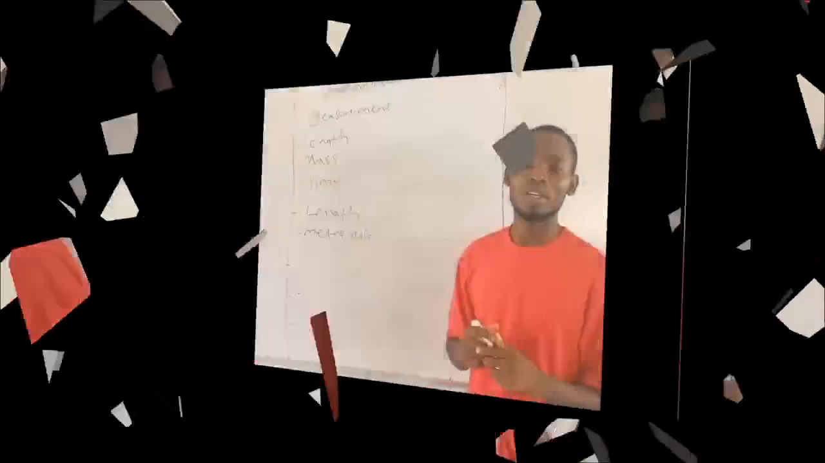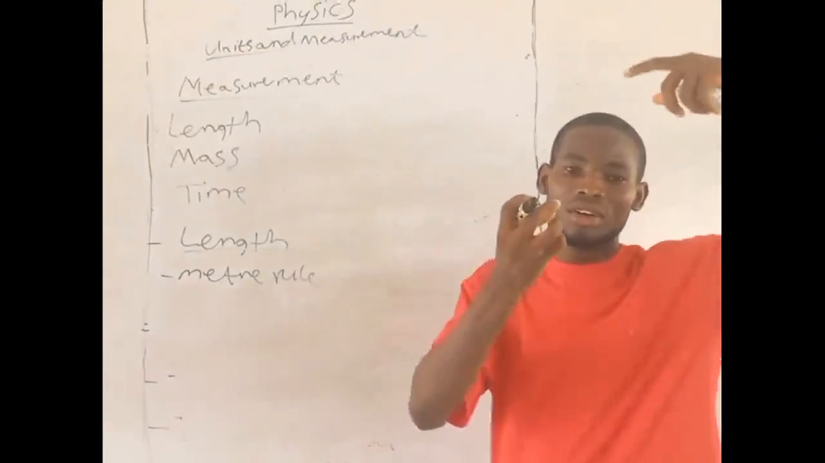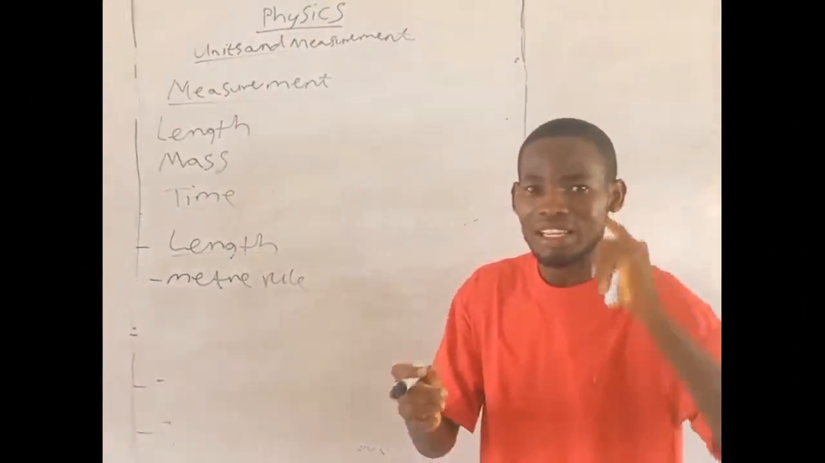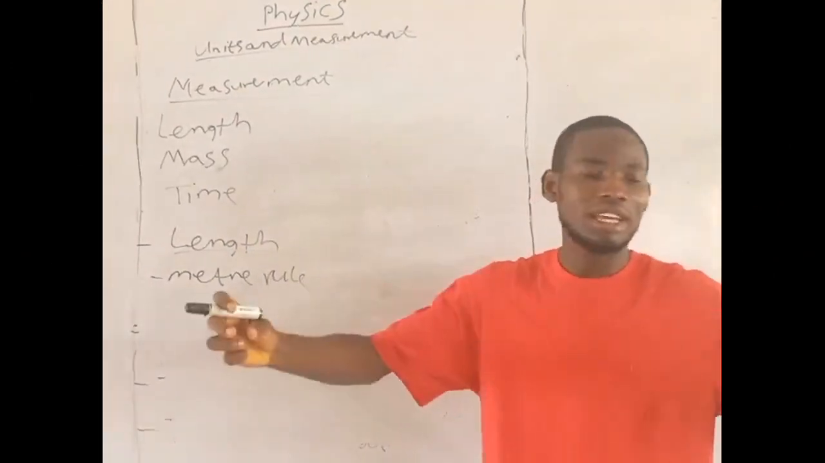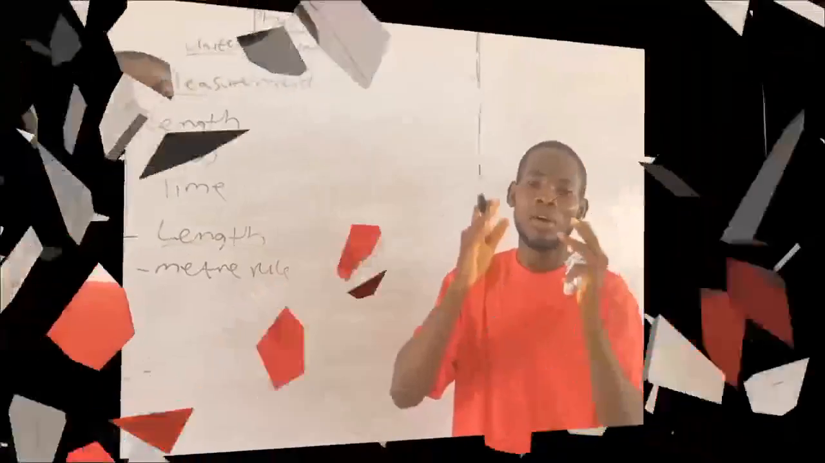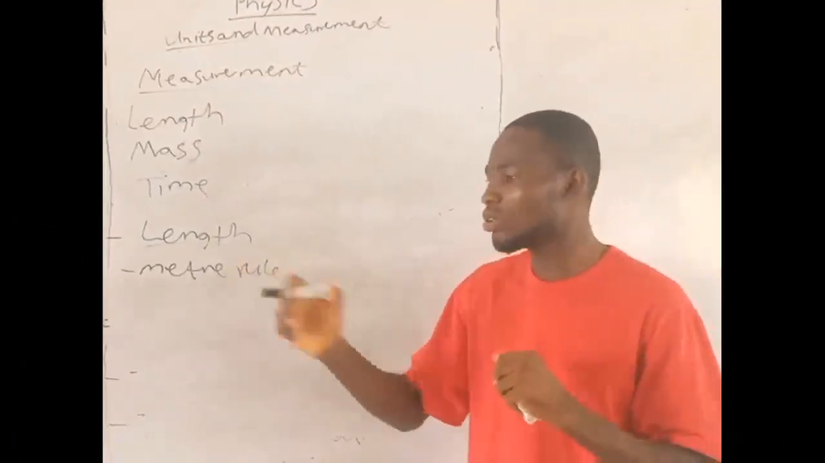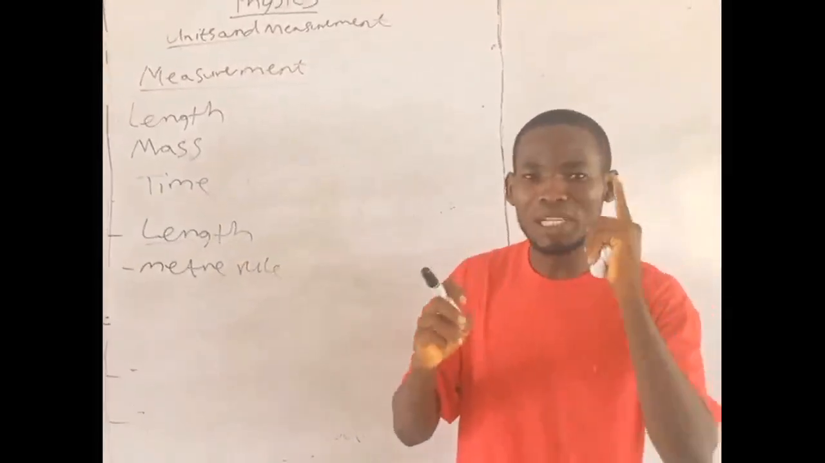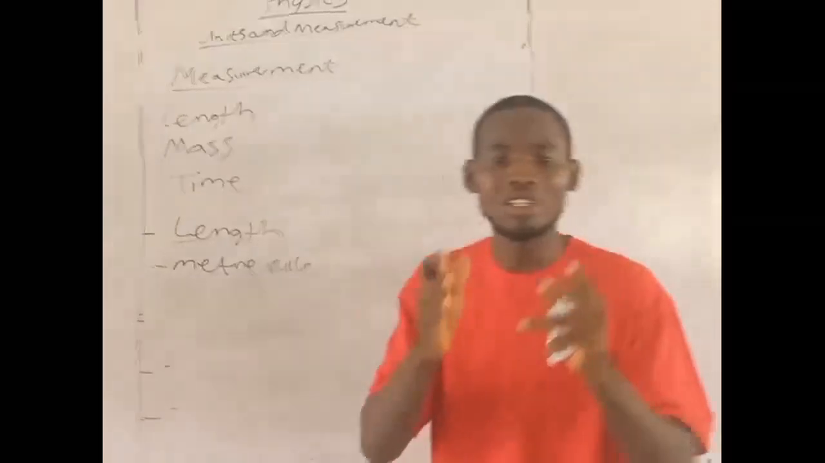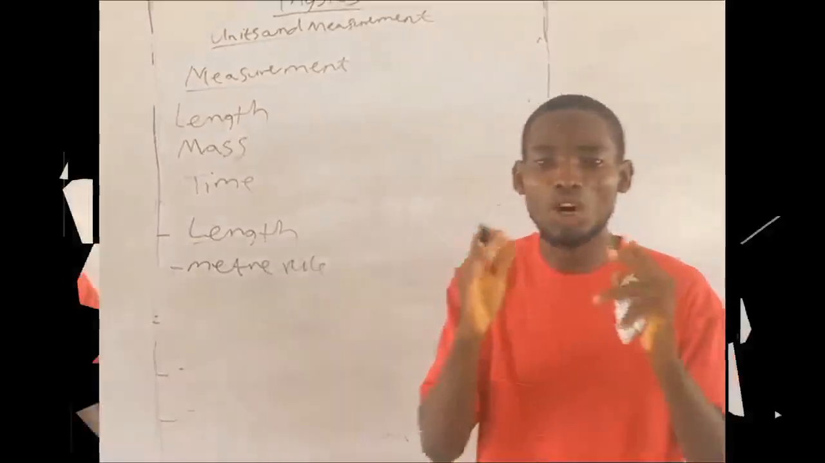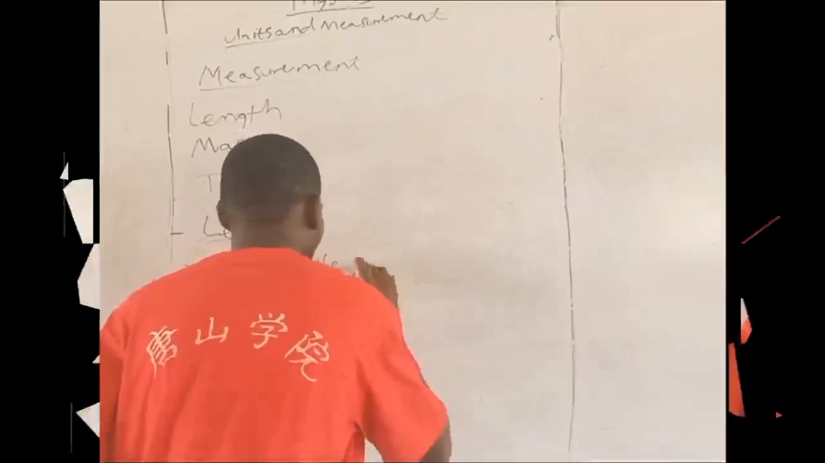The meter rule now is 100 centimeter, which makes it 1 meter. If you go to your lab, you see the meter rule that is calibrated in millimeter and centimeter. The lowest amount which this meter rule can measure is 1 millimeter. Therefore, the reading accuracy of meter rule is 1 millimeter or 0.1 centimeter.